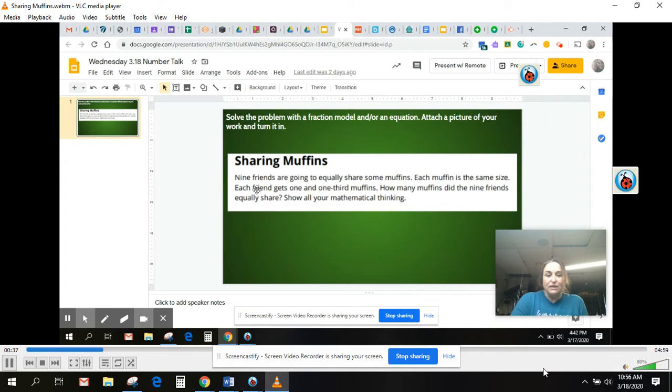So, sharing muffins. 9 friends are going to equally share some muffins. Each muffin is the same size. Each friend gets 1 and 1/3 muffins. How many muffins do the 9 friends equally share? Show all of your mathematical thinking.